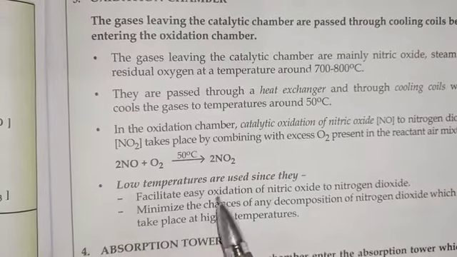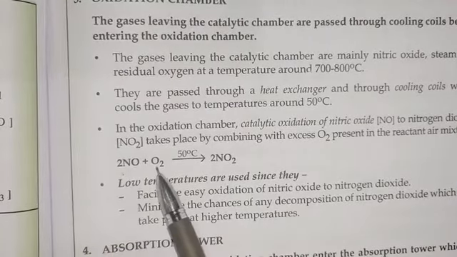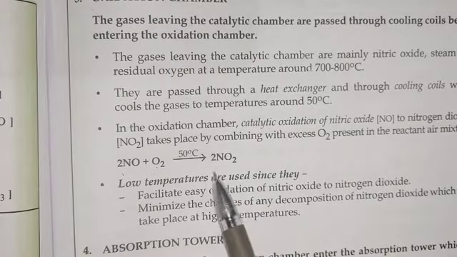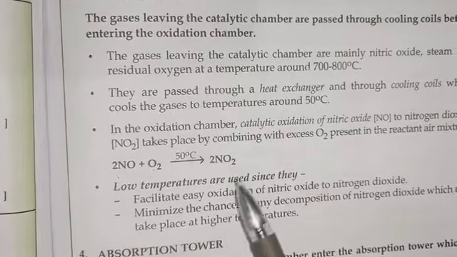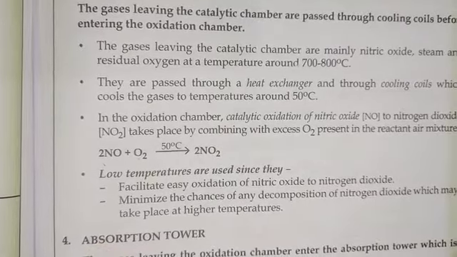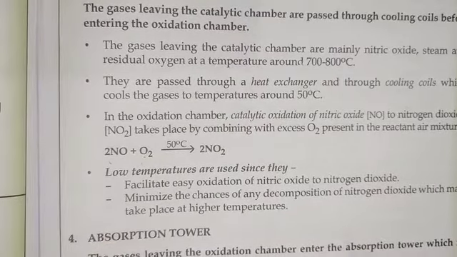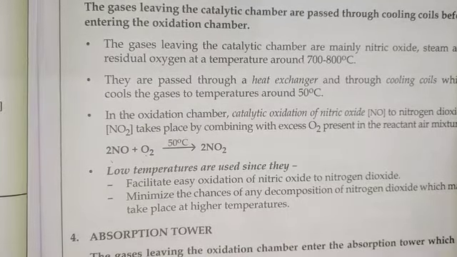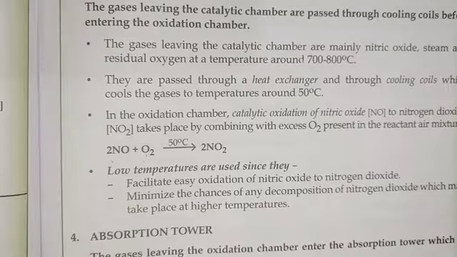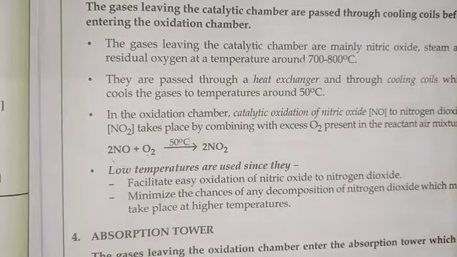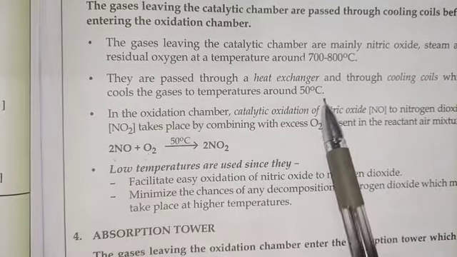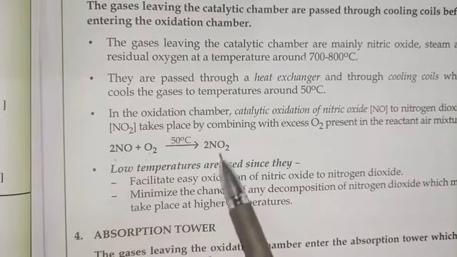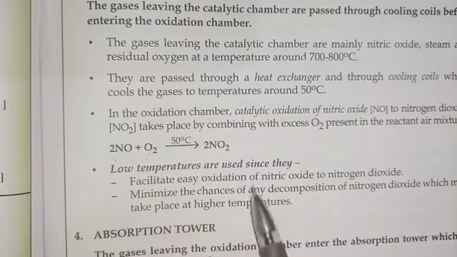In the oxidation chamber, nitric oxide and oxygen gas are reacted together at a temperature of 50 degrees Celsius and we get nitrogen dioxide. The gases leaving the catalytic chamber are at around 700 to 800 degrees Celsius. So they are passed through a heat exchanger, through cooling coils, and they cool down to 50 degrees Celsius. At this temperature, nitric oxide and oxygen react together and form nitrogen dioxide.